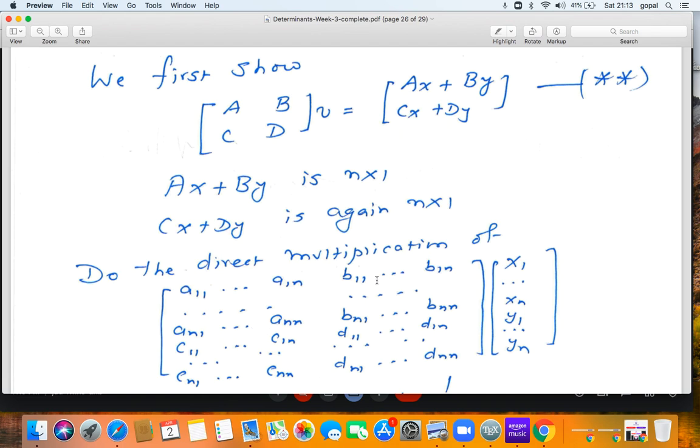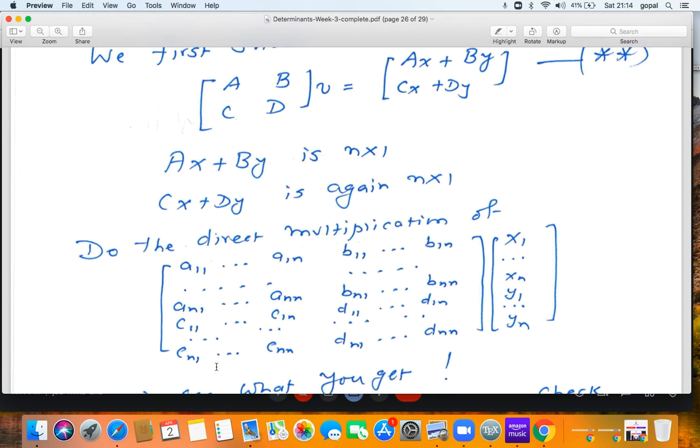Similarly, write B, B11, B12, B1n, etc., Bn1, Bn2, Bnn. Write C, C11, C12, C1n, etc., Cn1, Cn2, Cnn, and likewise for D. And then you put this x1, x2, xn, y1, y2, yn. Just completely do the matrix multiplication the usual way.